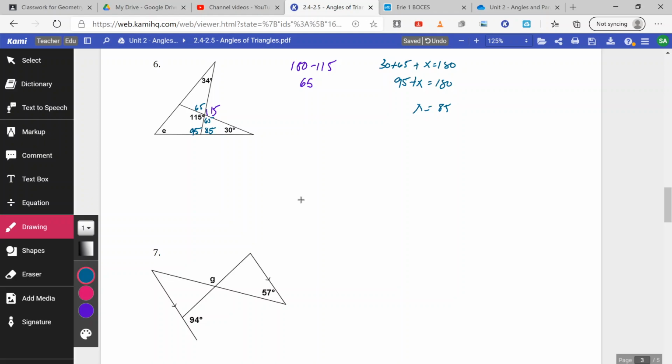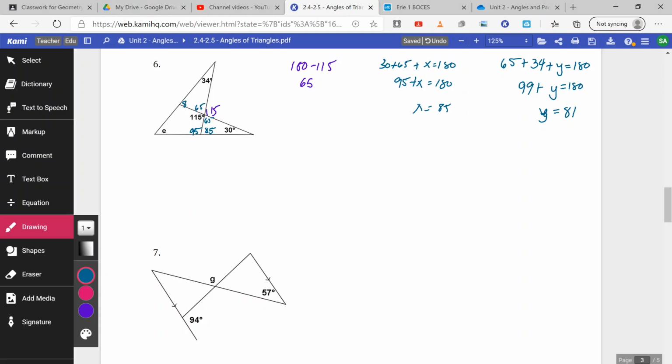And then up here we have another triangle, two angle measurements, 65 plus 34 plus another unknown. This time we'll use Y, gives me 180. 65 and 34 is 99, plus Y gives me 180. We'll subtract 99. So Y is 81.